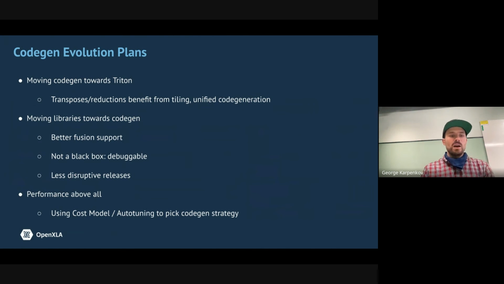Right. And then for evolution plans, we plan to move more and more things towards Triton and to unify code generation there. And then to not be particularly rigid about it. So if there are approaches which are much faster than what we can achieve with Triton, then we would use them and use some kind of a cost model or auto-tuning strategy, if it's not possible to determine analytically, to pick the codegen provider for a given fusion.